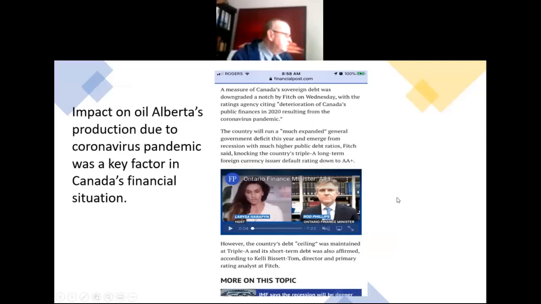So this article just talks about that and the impact of oil. Alberta's production due to the coronavirus pandemic was a key factor in Canada's financial situation. In Alberta, there is some drilling, but a lot of the oil in Alberta is in what is called the tar sands. So a lot of the oil is on the surface in a very sandy type of soil, and it's a much more difficult process to extract the oil from the sand than it is to actually drill a deep hole and pump the oil up.